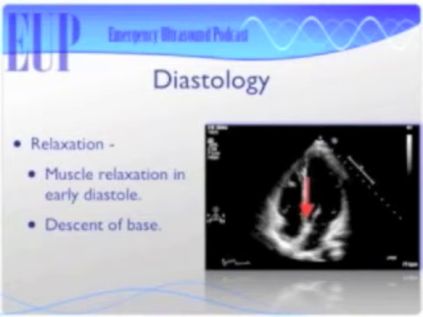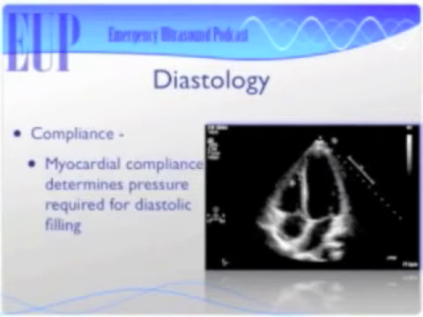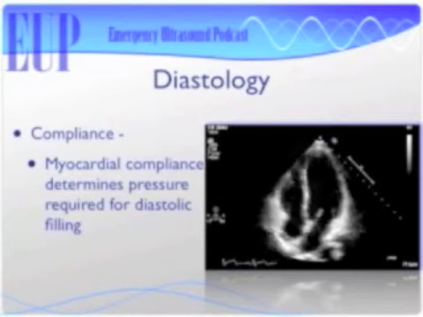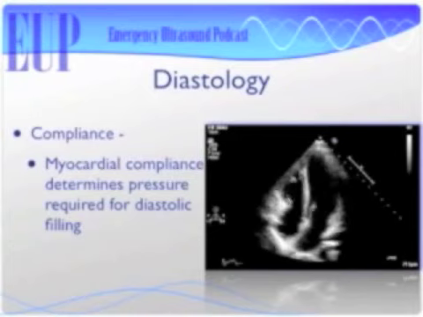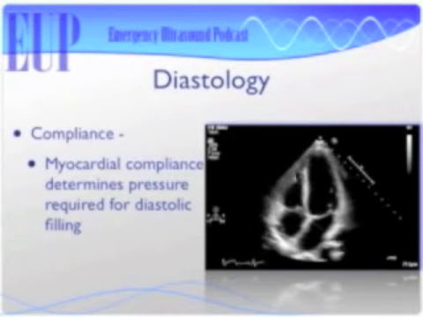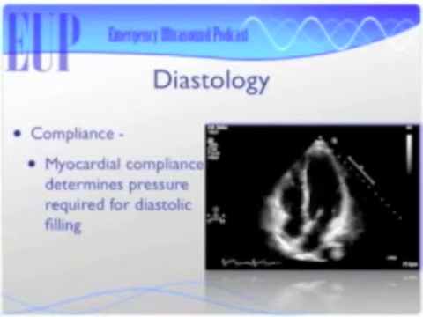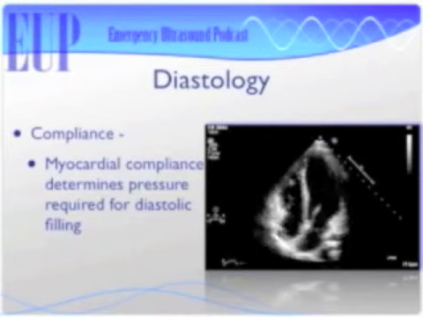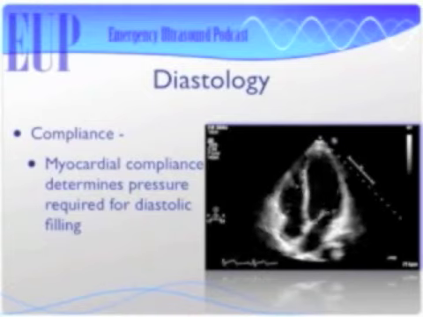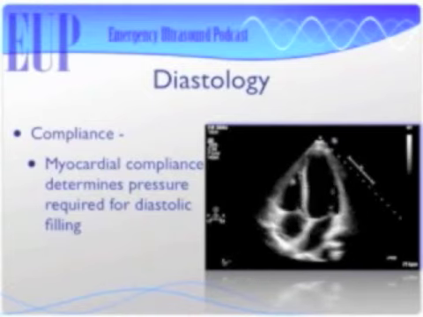All right. Compliance is the ability of the myocardium to accept a column of blood during diastole, and it determines the pressure required for diastolic filling. So the compliance is the next piece, and this is the piece that goes really bad when you get bad hypertension or when you get fibrotic disease of the heart or interstitial disease of the myocardium. And once that compliance goes bad is when you're really going to start having diastolic dysfunction.